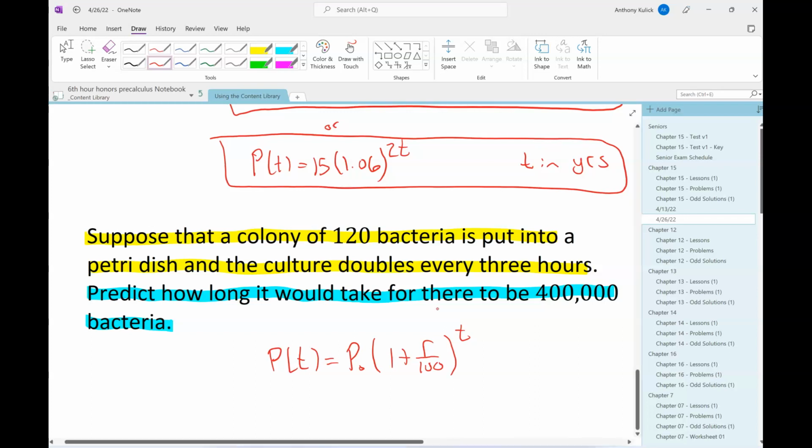The difficulty in this section is not going to be the mathematics. It's going to be the decoding words into symbols part. So I just want to make sure that we're being really obvious as to how to do that. Okay, so our model, what are we putting in for P naught? 120. What are we putting in for R? What word is giving us our R, or is telling us about our R? Doubles, okay? So what percentage does doubles mean?